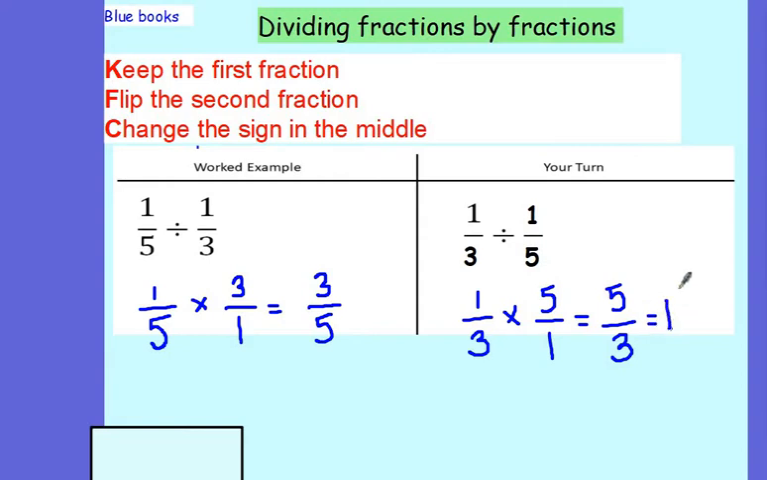Exactly, as a mixed number we'd get 1 and 2/3. Either answer would be correct, I didn't specify.